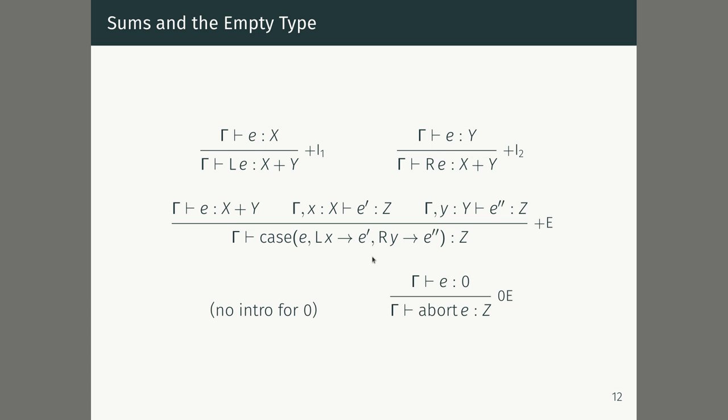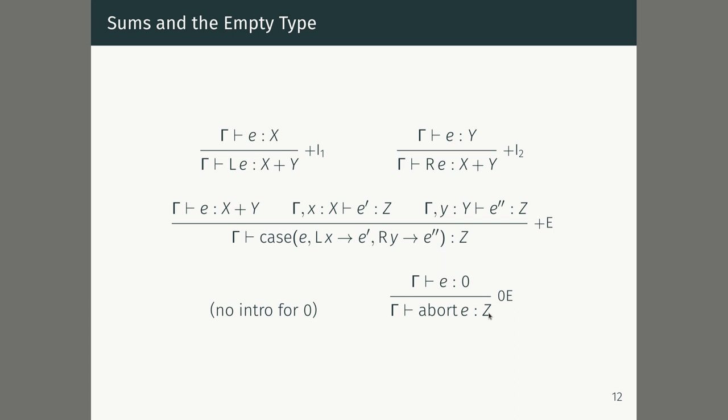And then finally, we have an empty type. And so if you have an empty type, you're obviously not going to have any way of introducing it. And if somehow you had something of an empty type, well, you know that you're in dead code, and so you can say, well, I'm just going to call an abort, and I'm going to give it any type you like, because I know that actual runtime execution will never reach here.